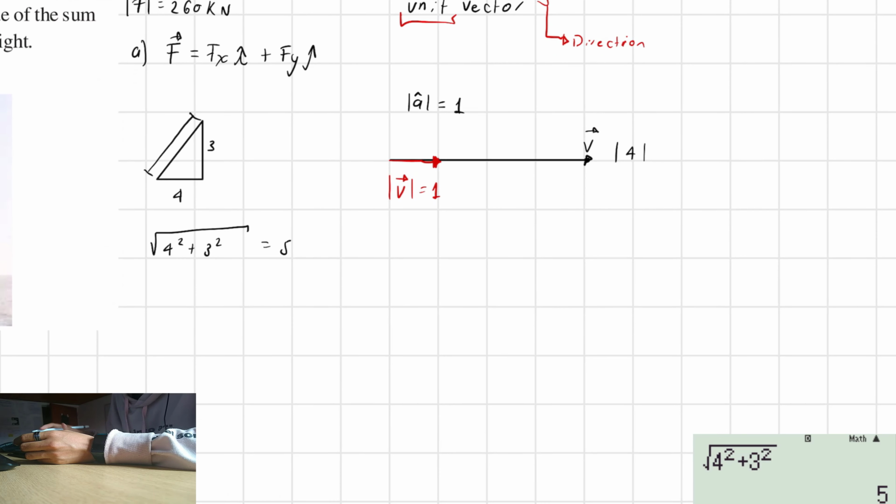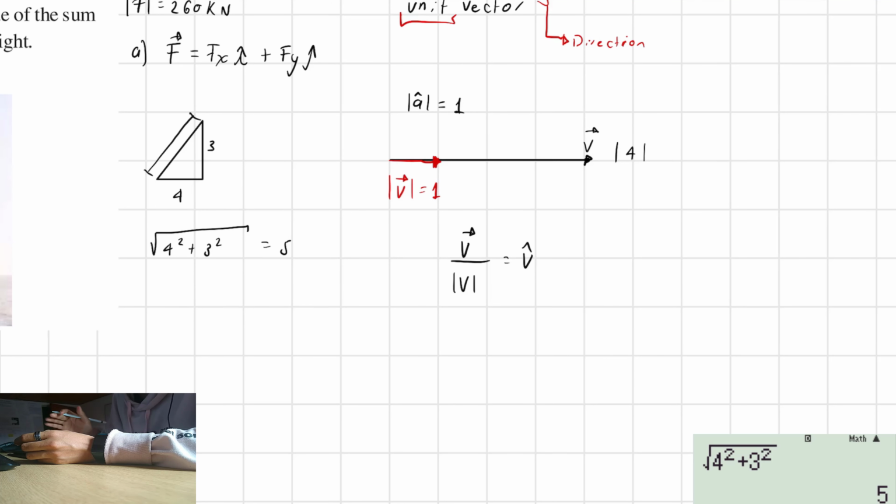Now, because of this, I can say that the vector B divided by the magnitude of the vector B is going to be equal to the unit vector B.